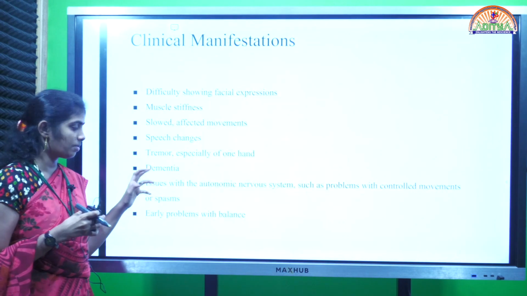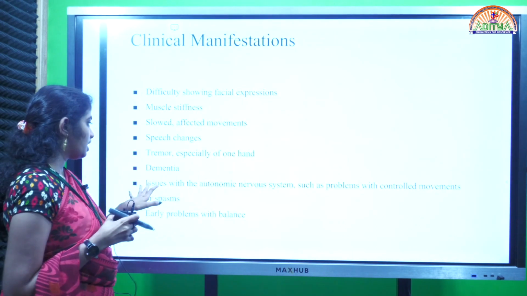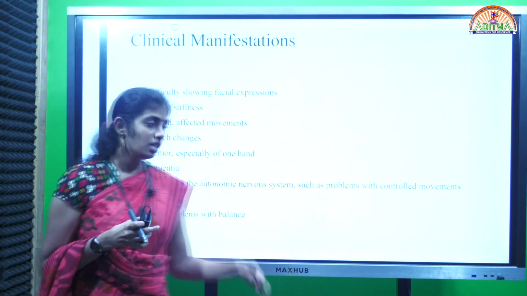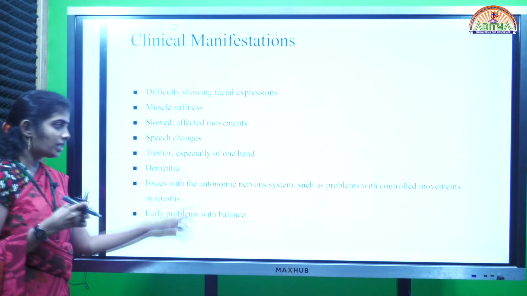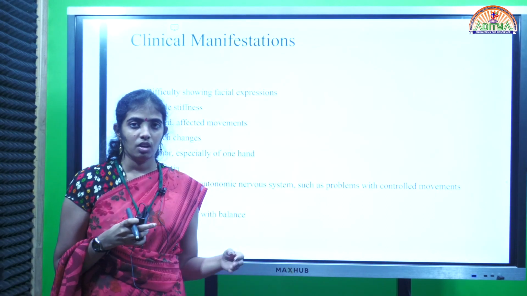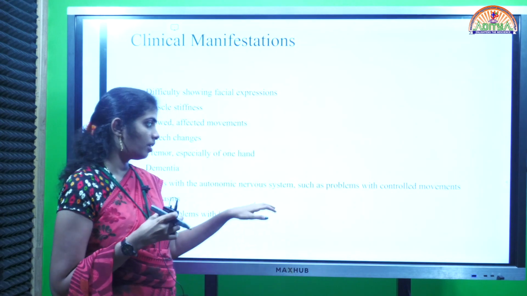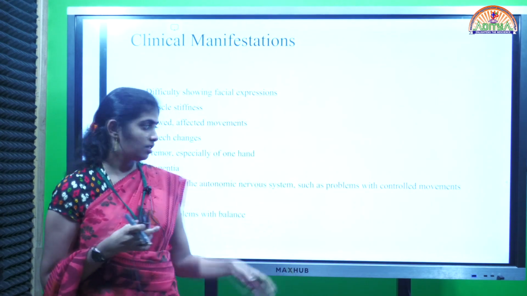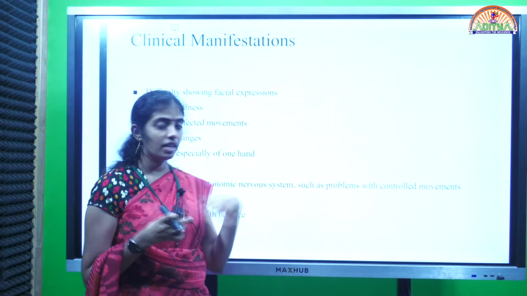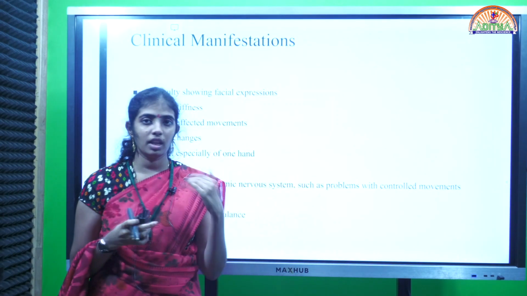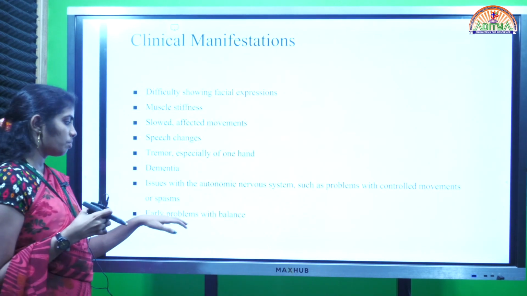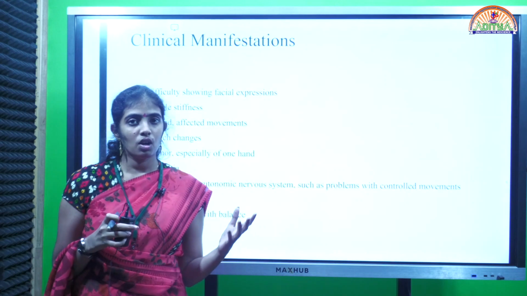And then dementia, which means loss of memory, and issues with the autonomic nervous system, such as problems with control of movements. Here, issues with the autonomic nervous system means they can't control their own movements and may have spasms. Next, early problems with balance means they can't balance their own body.